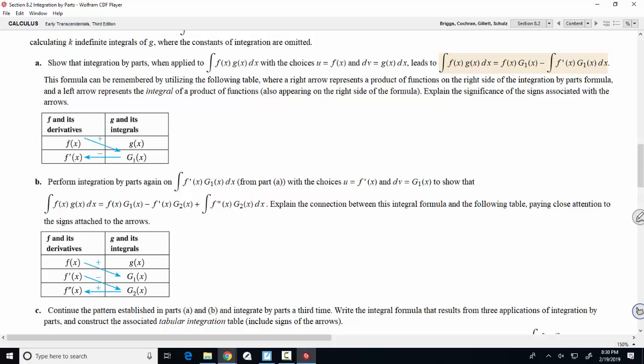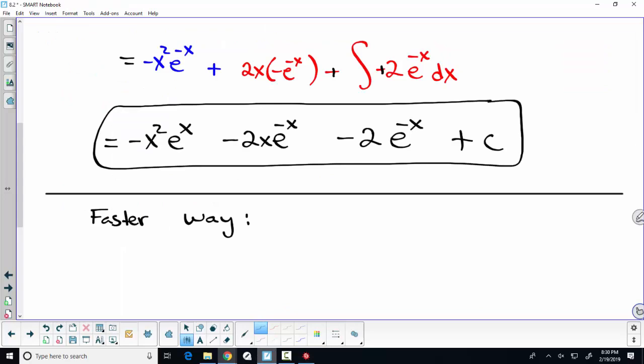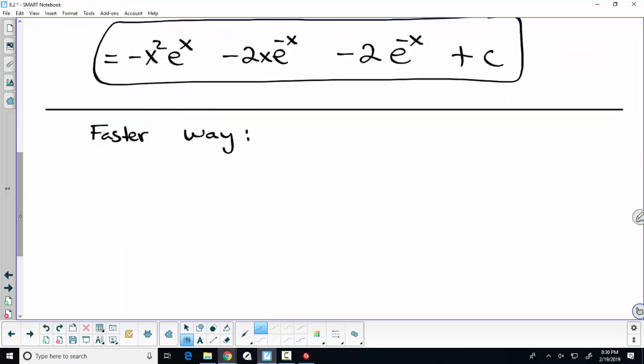Okay, so let's see how that actually works. I'll take a picture of this and put it in our notes in case you want to reference it. So what was this one? x squared e to the negative x. What's it called again? Tabular integration. So we're just making a table.